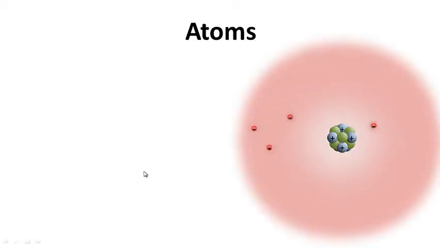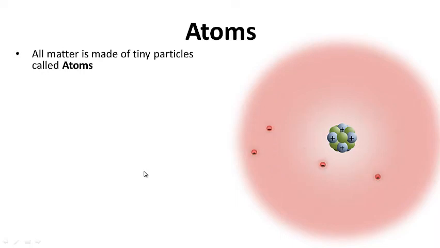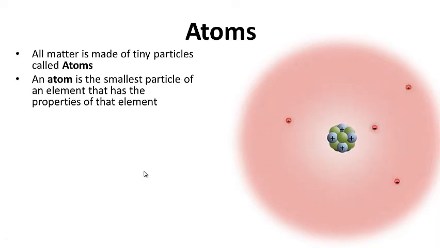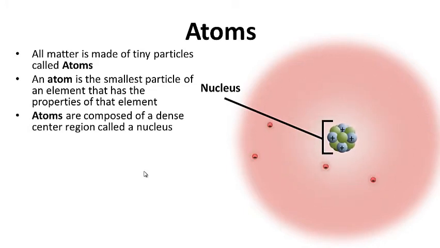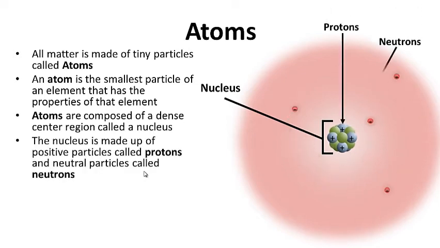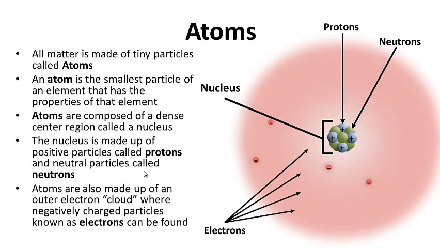Okay, so atoms. All matter is made of tiny particles called atoms. An atom is the smallest particle of an element that has the properties of that element. Atoms are composed of a dense center region called a nucleus. The nucleus is made up of positive particles called protons and neutral particles called neutrons. Atoms are also made up of an outer electron cloud where negatively charged particles known as electrons can be found going around the nucleus.